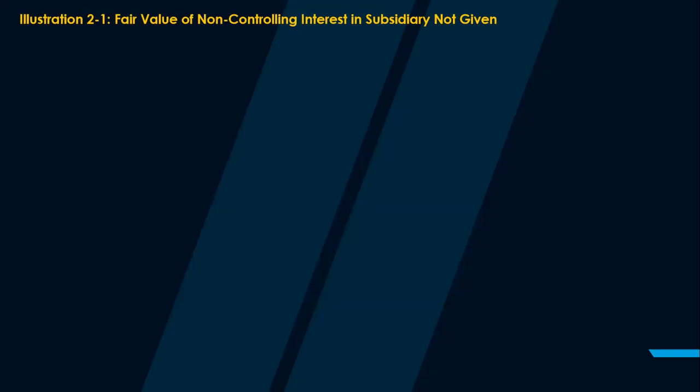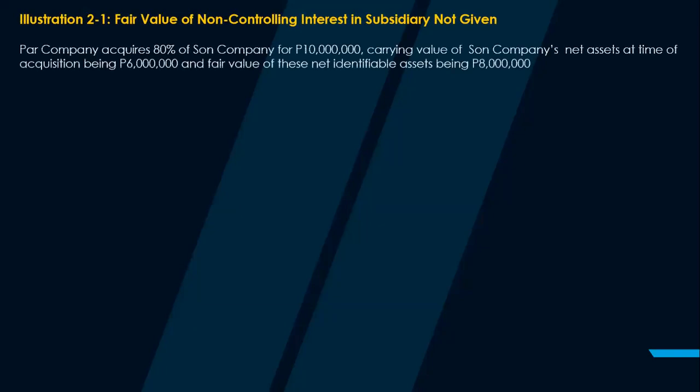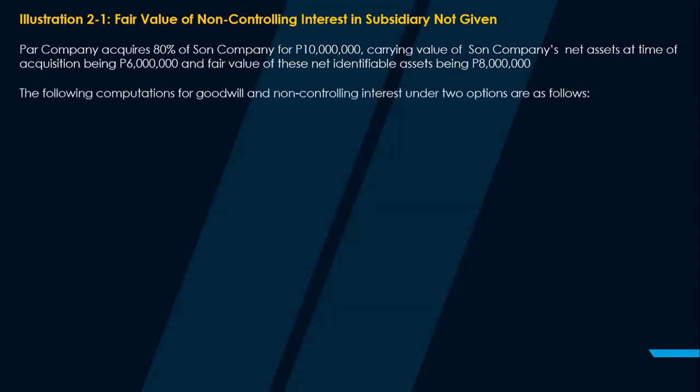Illustration 2-1, fair value of the non-controlling interest in subsidiary not given. Par Company acquires 80% of Sun Company for 10 million, carrying value of Sun Company's net assets at time of acquisition being 6 million. That's the carrying value or the book value of Sun's net assets, and fair value of identifiable net assets being 8 million.